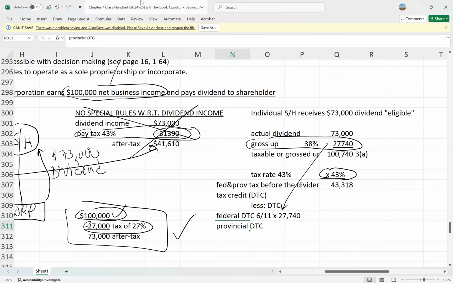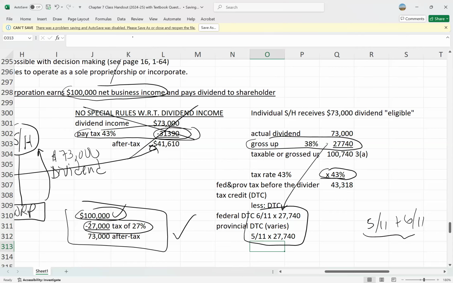Now, the provincial dividend tax credit will vary from province to province. So if you're asked to do this, you'll be given the provincial dividend tax credit amount because it varies from province to province. But let's say for simplicity's sake that this is 5/11 times the gross up. I'm just making this really simple. It's not usually going to be this simple, but if you think about this, 5/11 plus 6/11, that equals 11/11. So they're sort of going to get all that 27,740 as a tax credit.